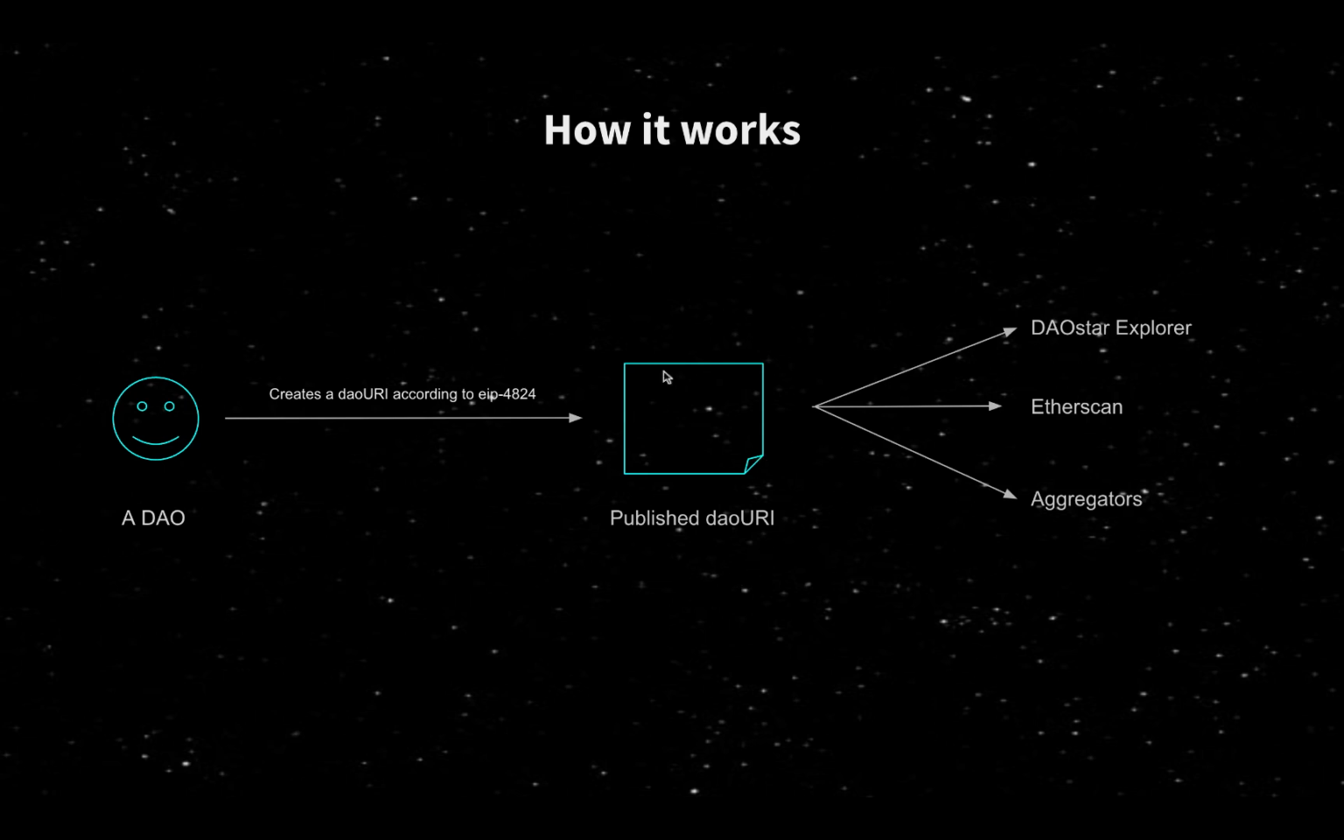But once that is done, a published URI provides easy access to the DAO's information to all interested parties. This could include indexes like Etherscan. This could include aggregators like Messari and DeepDAO. This could include protocols like Optimism and Gitcoin that might be building infrastructure on top of the standard. And this could also mean the DAOstar Explorer.